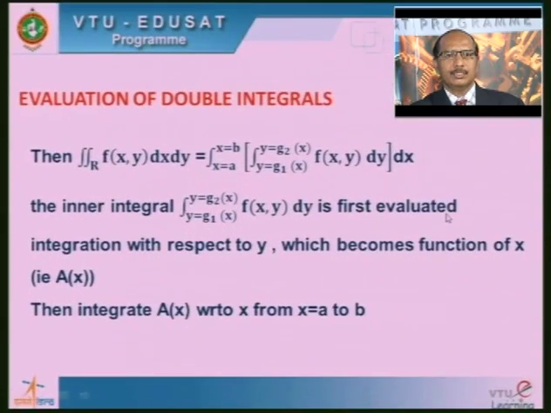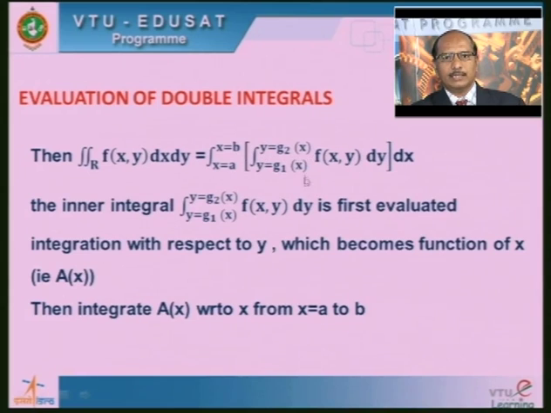Next, to evaluate such regions, they are of type 2. The double integral over the region R of f(x,y) dx dy is equal to, taking the constant limits as the outer integral, x equal to a and x equal to b, and the inner integral contains the variable limits, y equal to g1(x), y equal to g2(x), of f(x,y) dy, then dx. So, we consider the variable limits as the inner integral limits and the constant limits as the outer integral limits. The inner integral is first evaluated with respect to y.